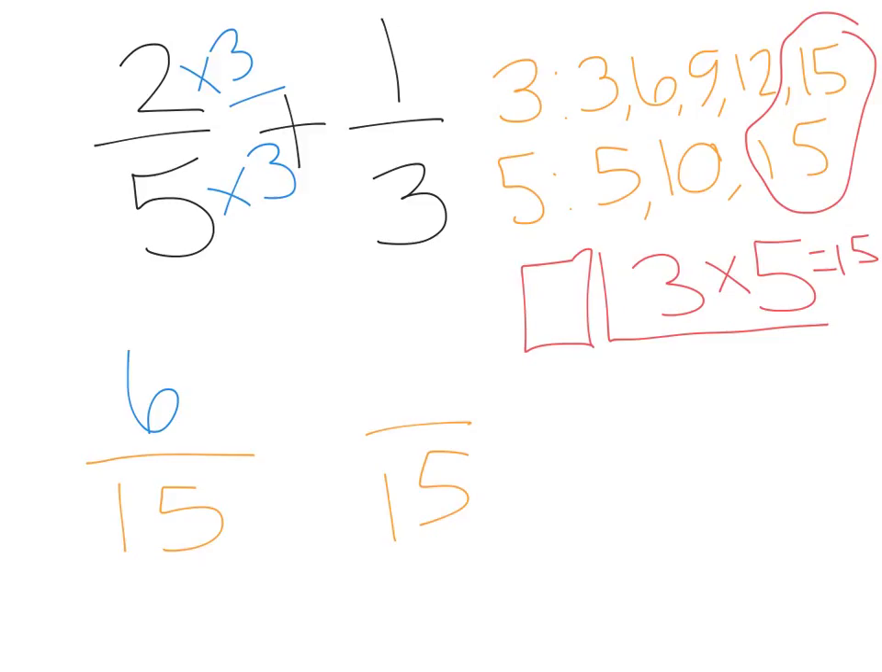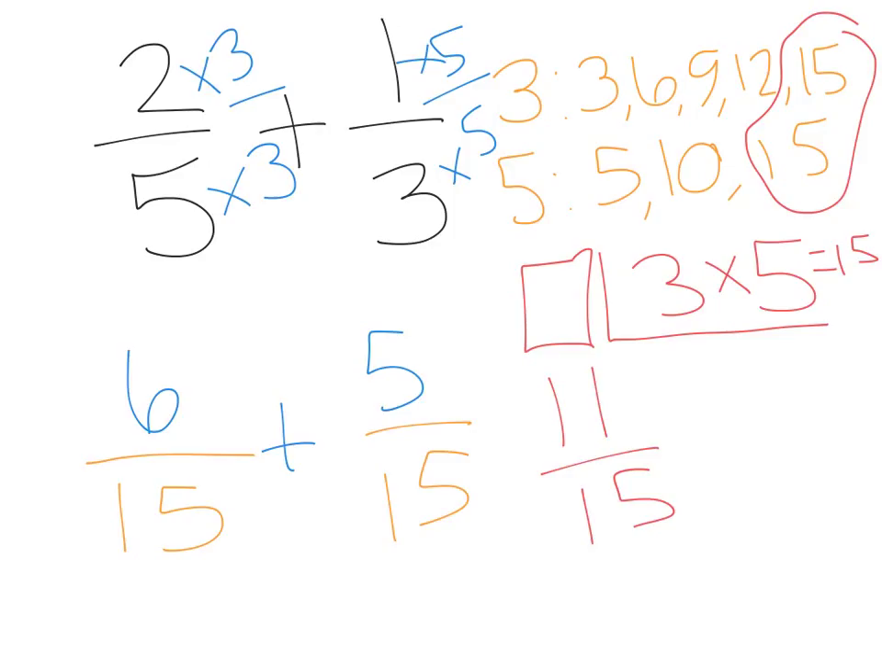Now I'm going to look over here at my 1/3. So I know that 3 times 5 is 15. So I'm really multiplying my 1/3 times 5/5. So 1 times 5 is 5. I'm going to add my numerators. My 6 plus 5 is 11. I'm not going to add my denominators. My denominators are 15. So then I've got 11/15. I know 11 is a prime number, and I know 11 is not a factor of 15. So now I have my answer in simplest form, 11/15.